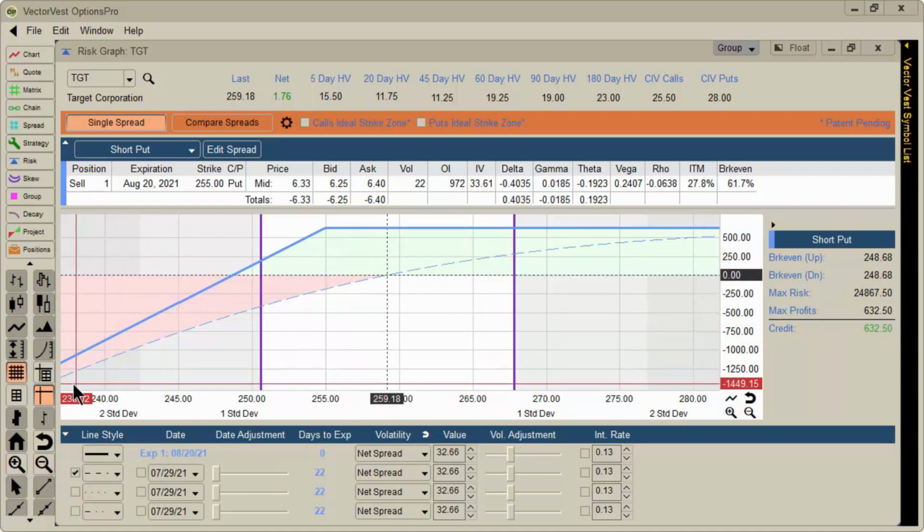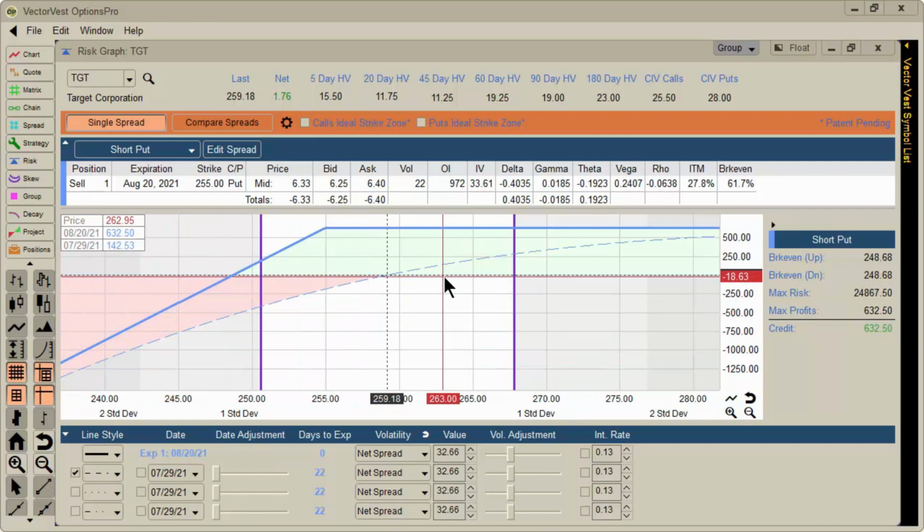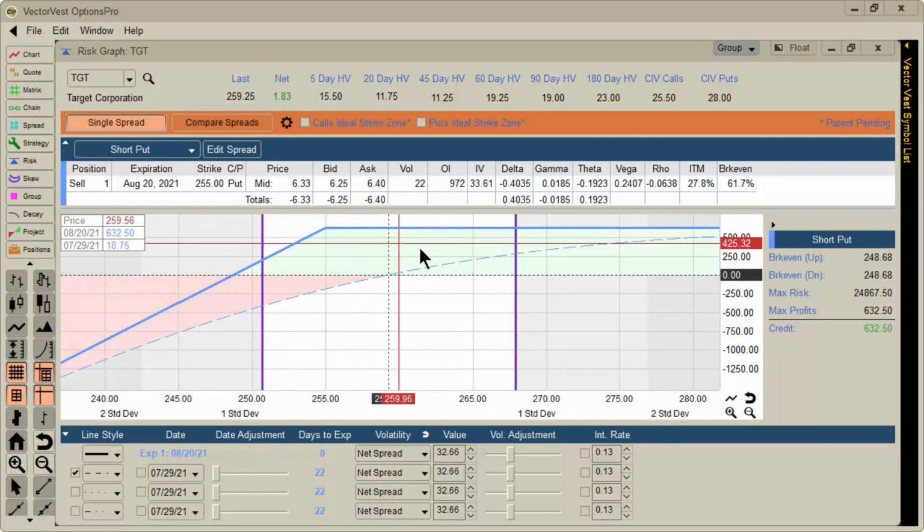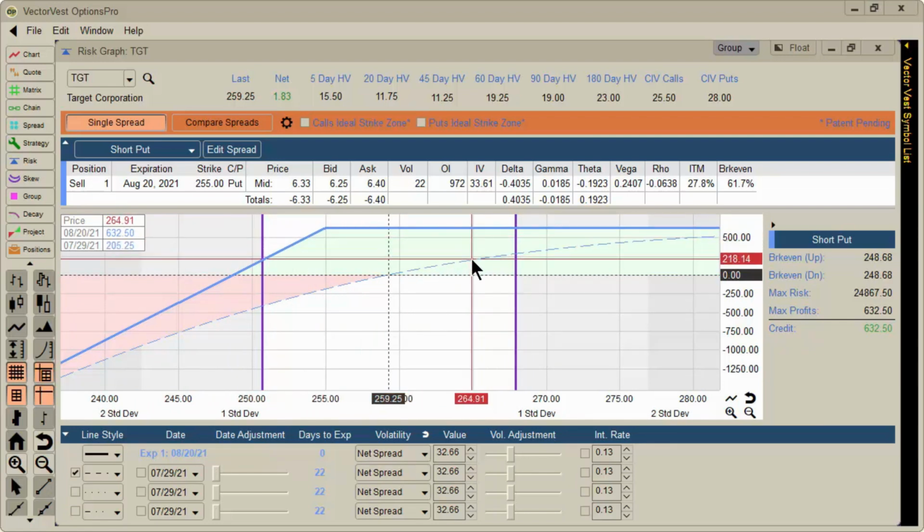Now I can also turn on the crosshair, that helps a little bit more, and I put in 265. You can see on the left-hand side right over here, if the stock goes to 265 today, I would make $208, and if I let this trade expire, I would make all $632.50. Now again, the problem here is there's a lot of risk on the table.